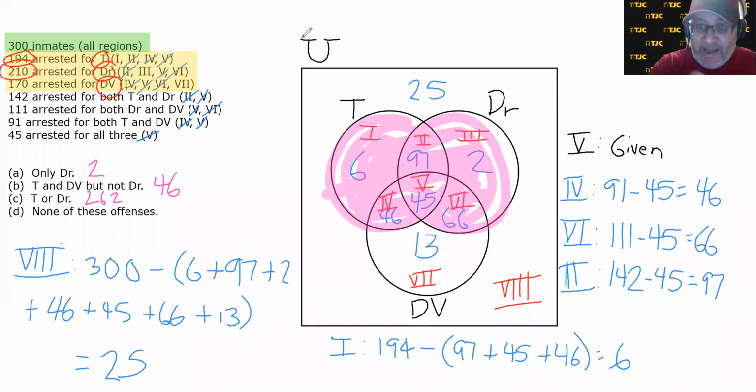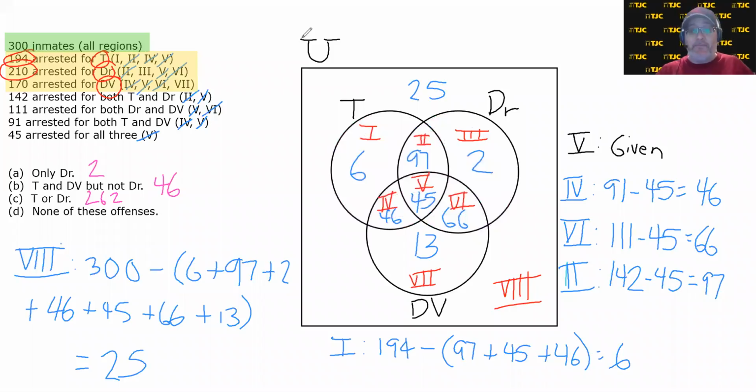It really boils down to adding and or subtracting. None of these offenses, well, that one's pretty easy. If they were arrested for none of these offenses, they would not be in any of the circles. And what's the only number in the Venn diagram that's not in any of the circles? That one. So I wasn't kidding when I said answering the questions is really easy once you get the Venn diagram drawn.